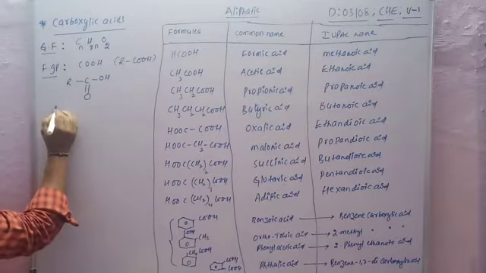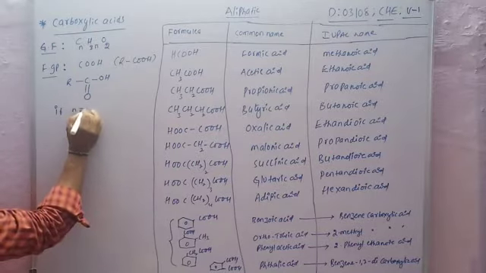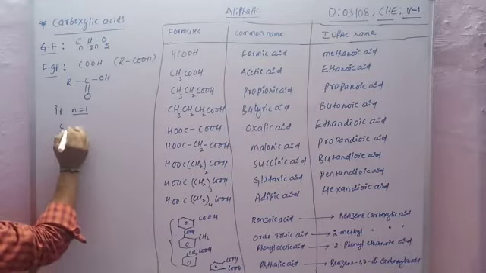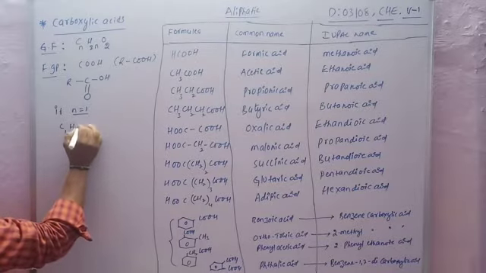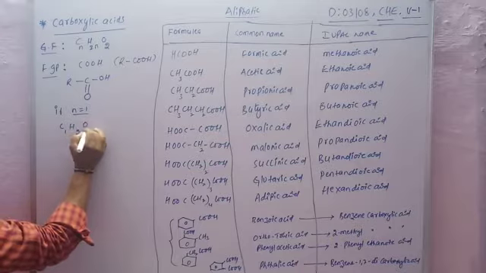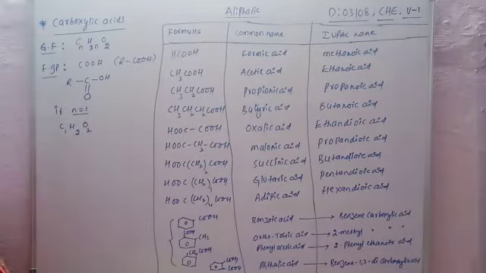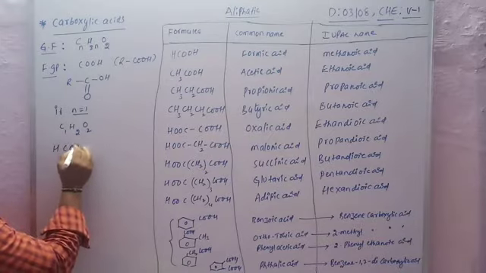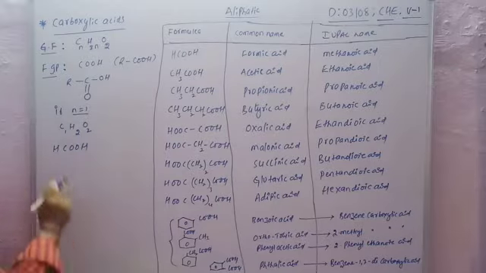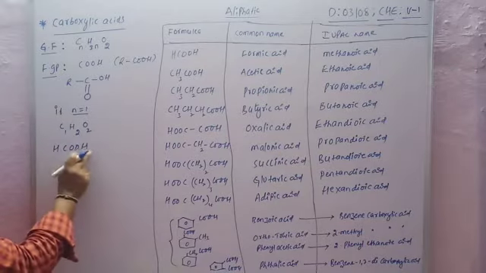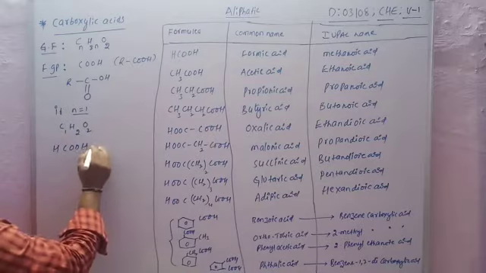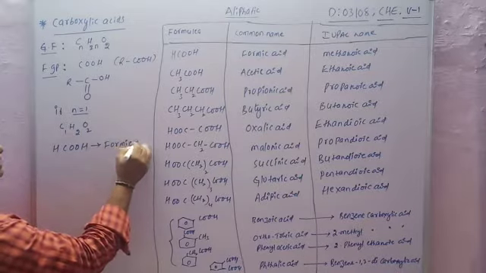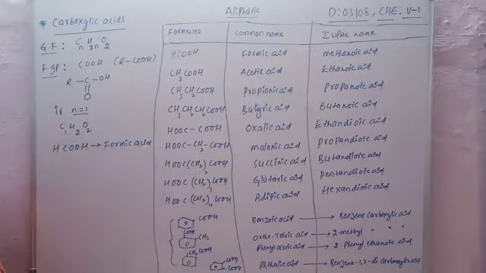So if n equal to 1, what is it? If n equal to 1, the general formula gives C1H2O2, which is HCOOH. Number of carbons 1, number of hydrogens 2, number of oxygens 2. So the name of the compound is formic acid. Okay, formic acid.